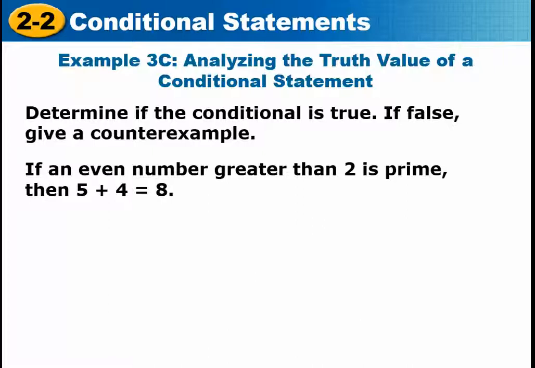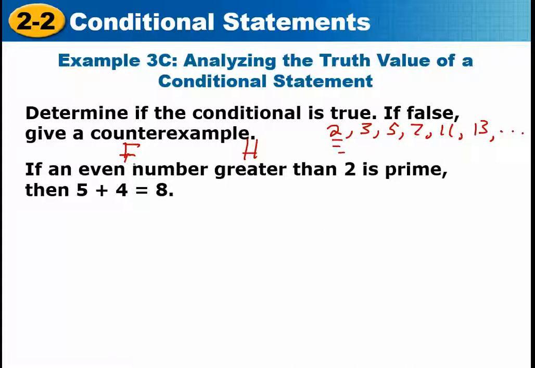Okay, one more. If an even number greater than 2 is prime, then 5 plus 4 equals 8. Don't even worry about the conclusion. Look at the hypothesis: an even number greater than 2. Here's our prime numbers one more time: 2, 3, 5, 7, 11, 13, and so on. The only even prime number is 2. There are no even numbers greater than 2 that are prime. This hypothesis is always false.